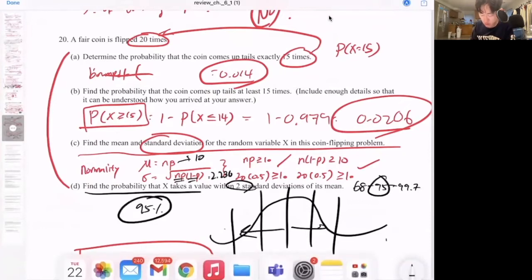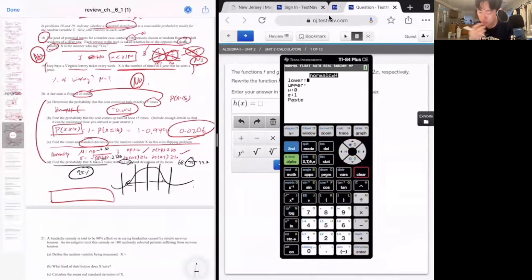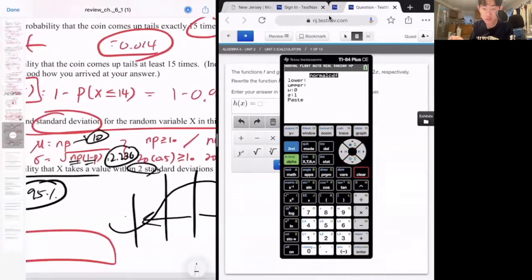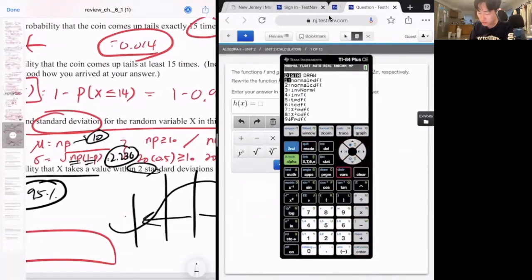What we can do also is pull up our calculator here. And we can do 2nd VARS, and we can do normal CDF. So we have lower and upper bounds for all the probabilities. 2 standard deviations away, we need to figure out that value by calculations. So 10 minus 2 times 2.236, 10 plus 2 times 2.236. Those are the 2 standard deviations away from 10. So it will be 5.528 and 14.472.